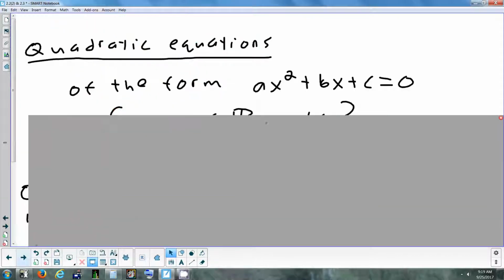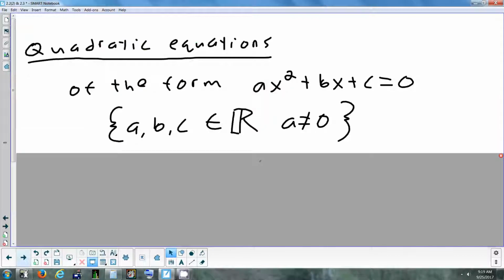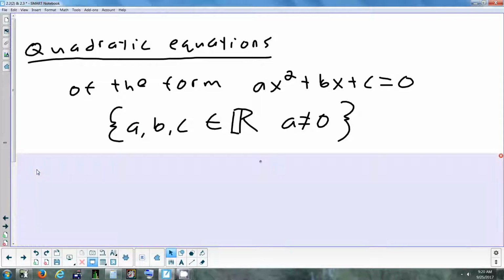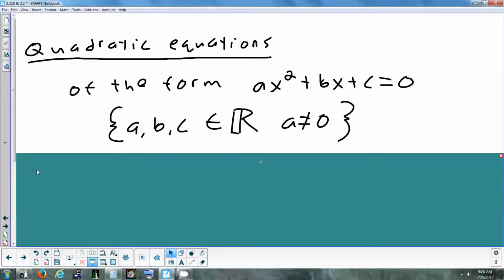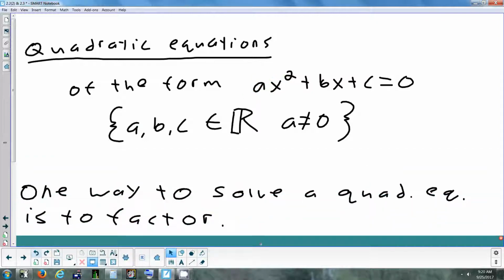All right, so quadratics. So quadratics are of the form ax squared plus bx plus c. And similar to last time with the linear, a, b, and c can be any real number you want, except a can't be 0 because if it was, then you'd have 0 times x squared. Now you just turn that into a linear equation. All right, so one way to solve a quadratic equation is to factor.